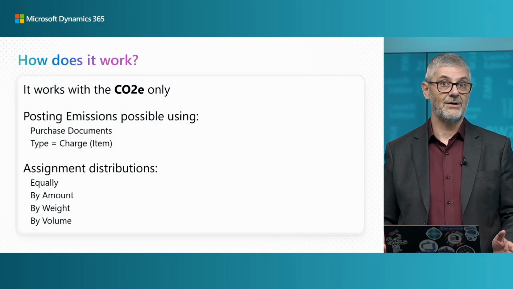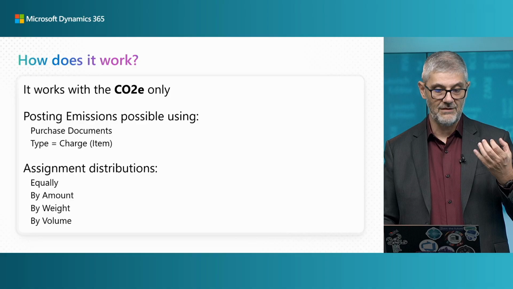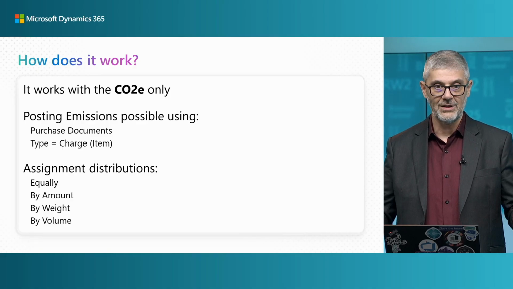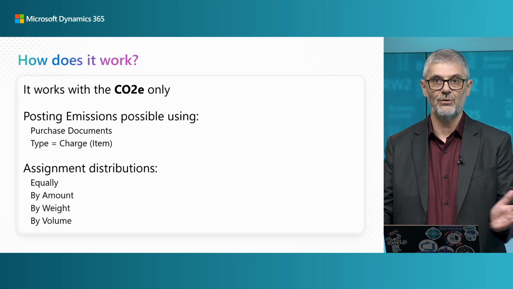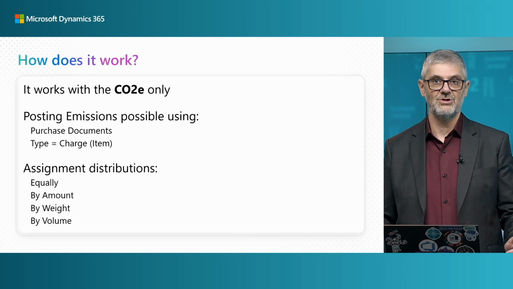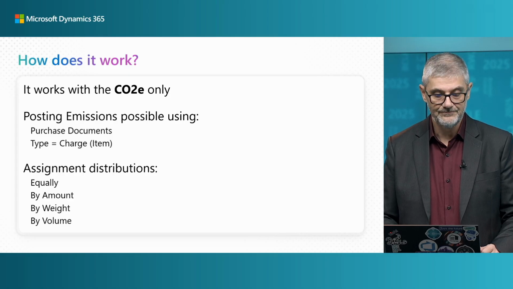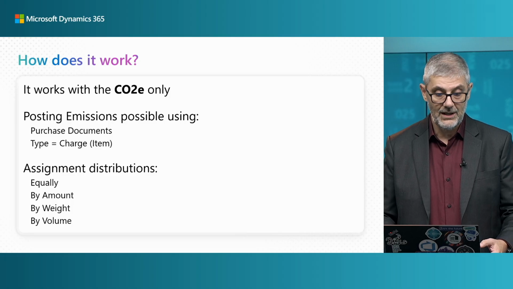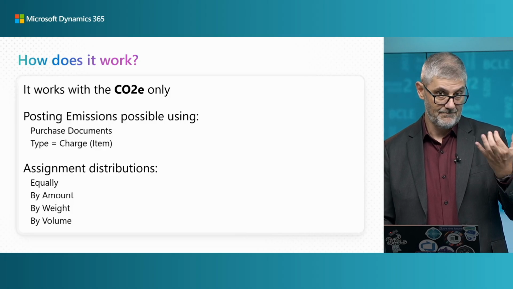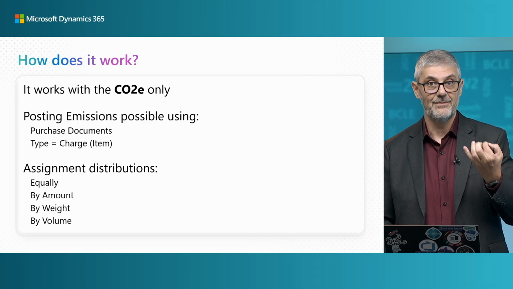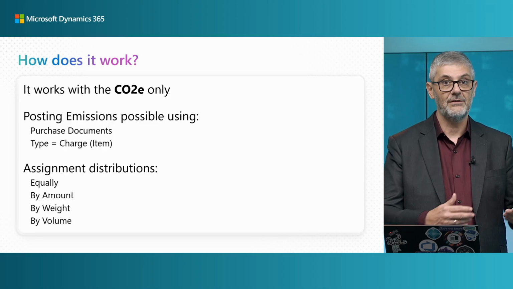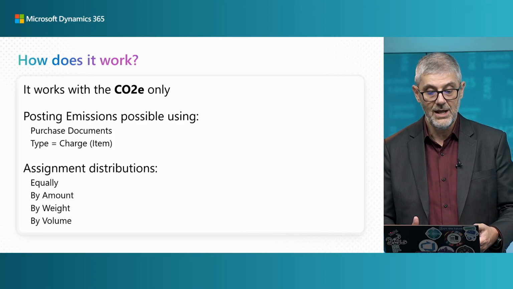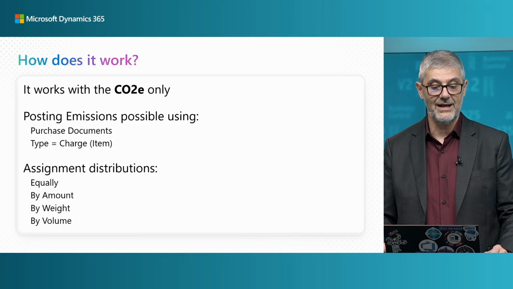So how does it work? I already mentioned it works only as a carbon footprint. That means with the carbon dioxide equivalent only. So if you're using other gas emissions, the system will automatically calculate them based on emission fees to carbon equivalent. Where it will track in posting, emissions will be possible only now in purchase documents when type is item charge. For others, we already covered earlier with resources, items, and other models already existing. So now we added item charge.